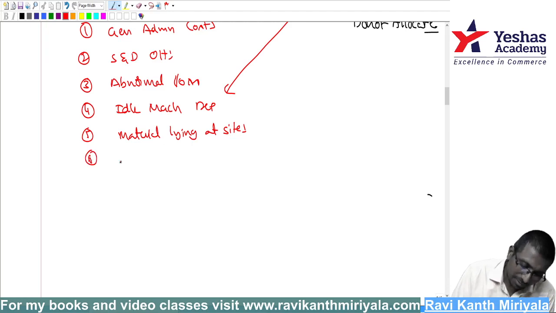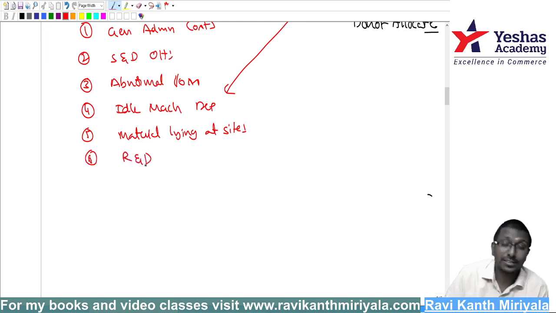At the same time, R&D cost. Suppose a contractor is doing research and development. Why are you doing research and development? To learn how to construct in better fashion. There are a lot of companies, all these construction companies, that spend crores of money for constructing. Now people are constructing metro.